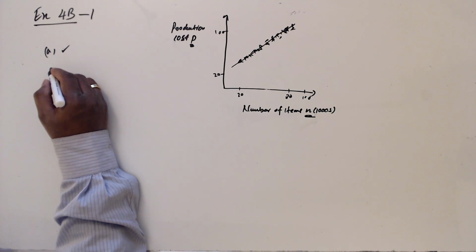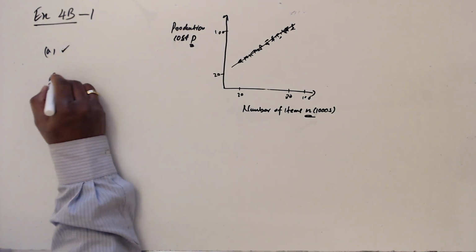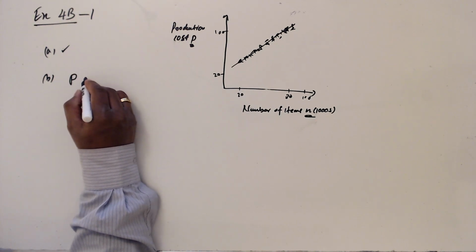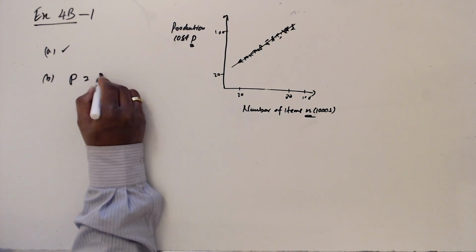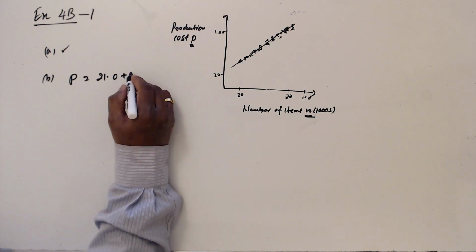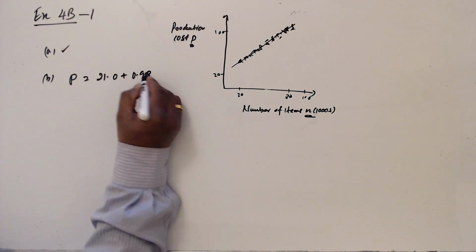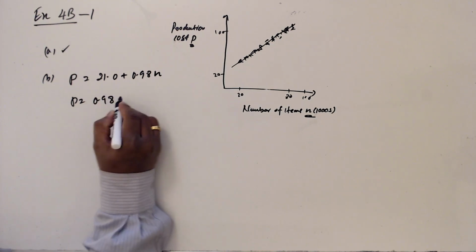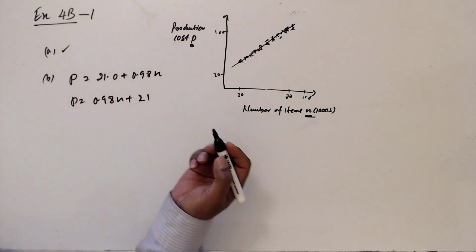And then the equation of the regression line. So the regression line equation is given, and we have to draw the line. So I will write P equals 21.0 plus 0.98 N. I like to write it this way. This is y equals mx plus c form.